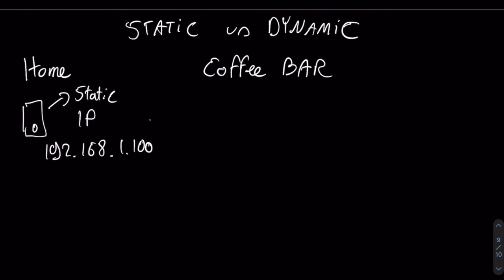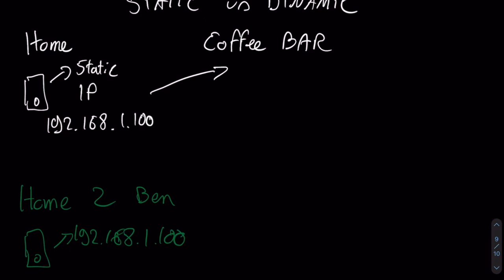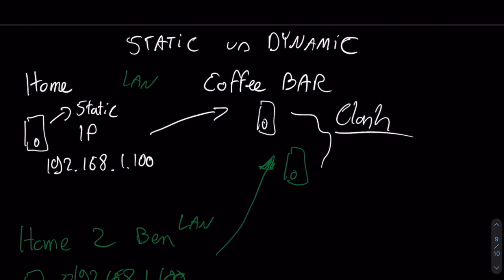But if you go to the coffee bar or Starbucks or wherever you want to go, and you have someone else, so home two would be, for example, a guy called Ben, and Ben has an iPhone and he's put it on the same static IP address, right? We know this works because he's on his internal LAN. So Ben has a LAN, and you have a LAN, and your device works, right? But if you go and visit a coffee bar, and both your phones are there, you're going to clash. There's going to be a clash between the two because you both have static IP addresses, okay?